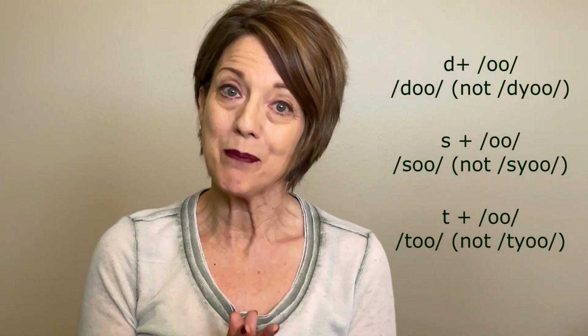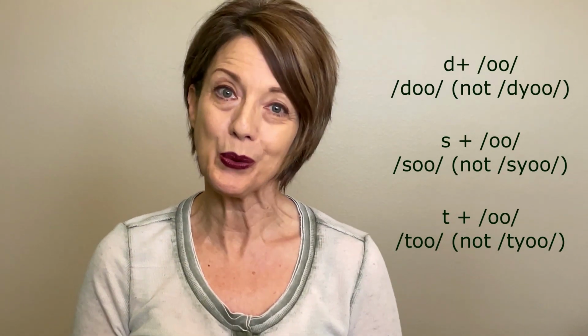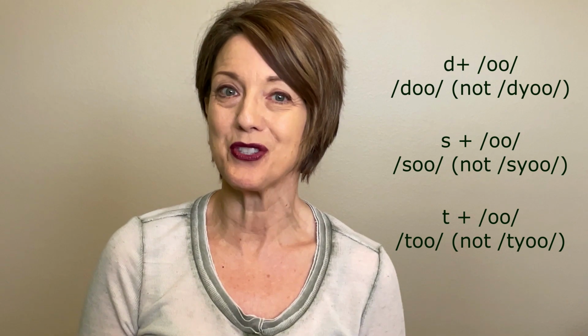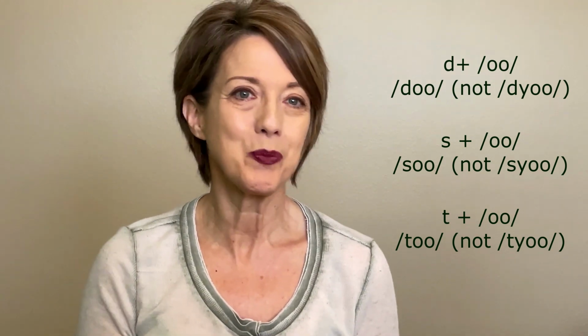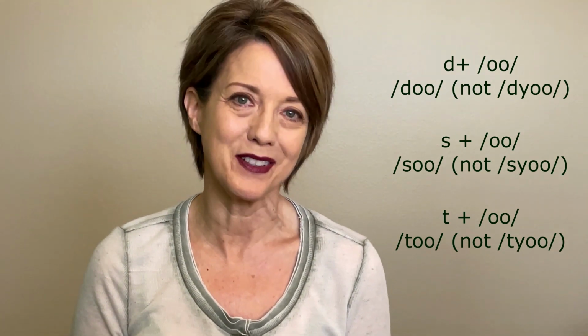Okay, now that you know the three combinations where Americans don't use that U sound and instead just use an oo, let's practice some sentences containing these types of words. As I always encourage you to do, please make sure to hit that pause button after I say the sentence and try to repeat it exactly the way I said it without changing anything. Ready? Let's go.